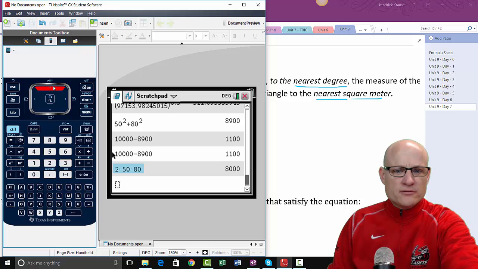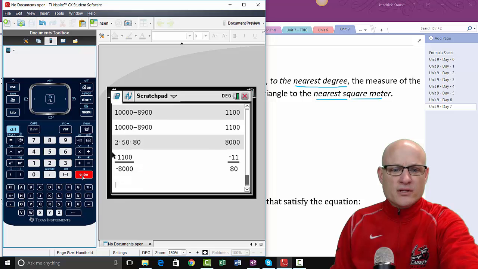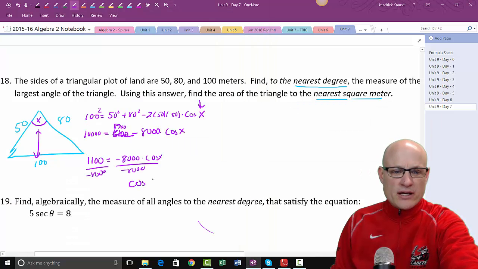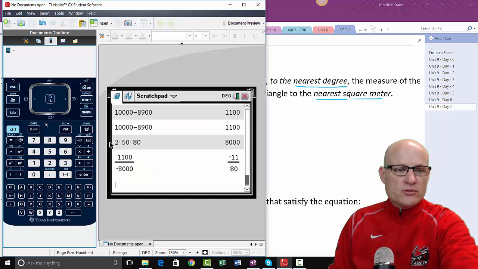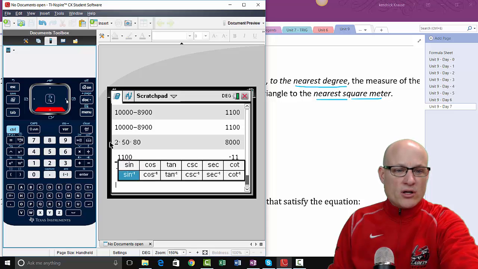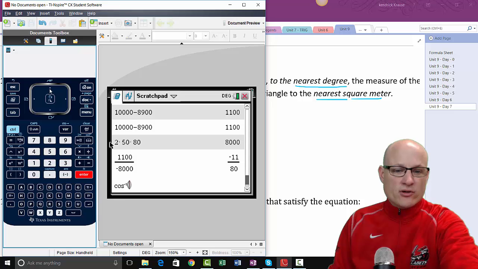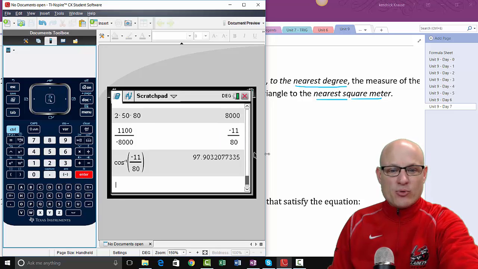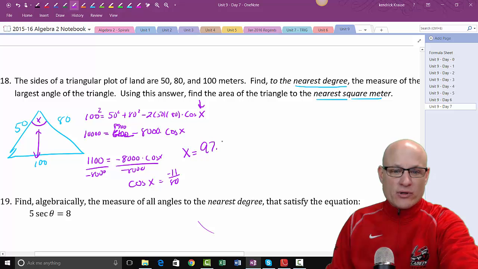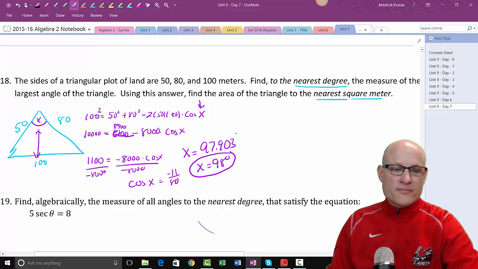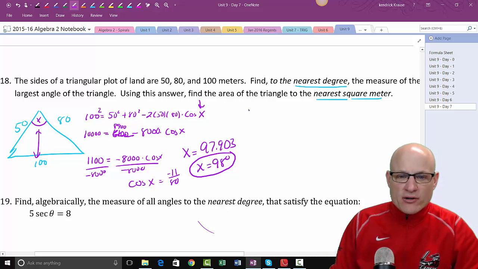So this, enter, divided by negative 8,000. It's negative 11 over 80. So cosine x is equal to negative 11 over 80. So x is equal to, now remember, with the law of cosines, I actually want you to put the negative in. So 97.903. So really x is equal to 98 degrees. So now I'm going to use that area formula that I know.